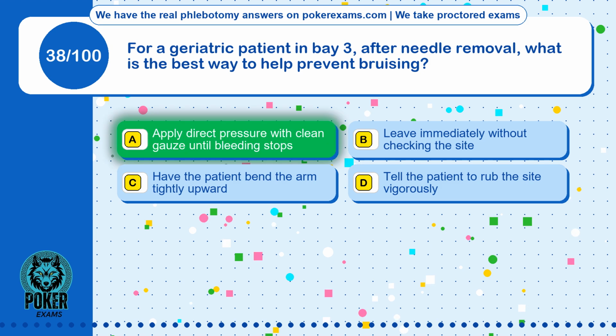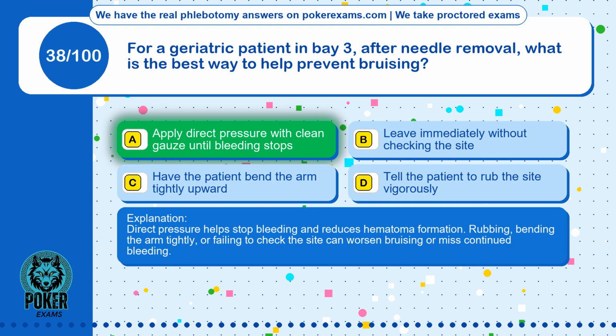The correct answer is option A. Apply direct pressure with clean gauze until bleeding stops. Direct pressure helps stop bleeding and reduces hematoma formation. Rubbing, bending the arm tightly, or failing to check the site can worsen bruising or miss continued bleeding.